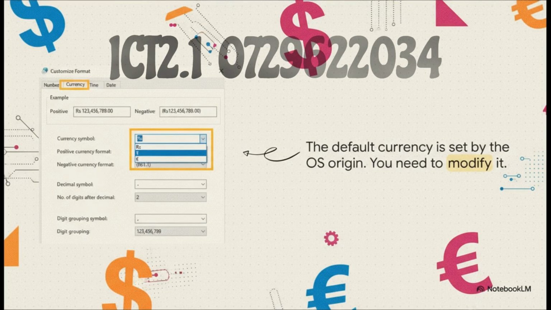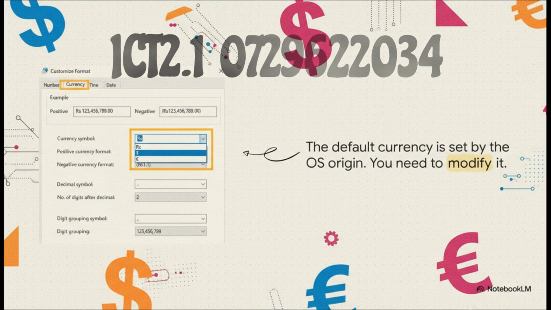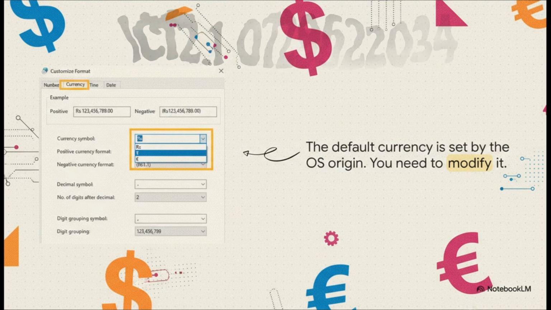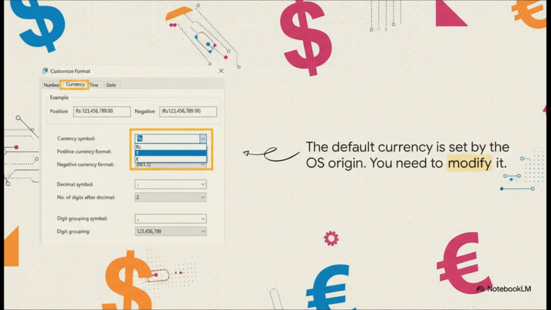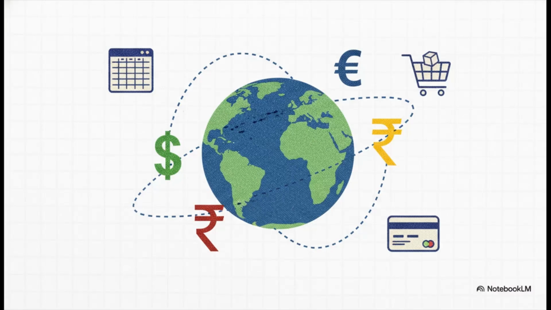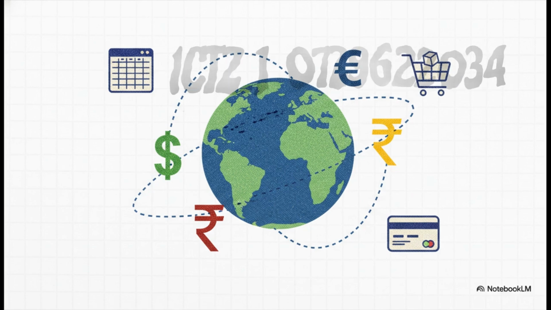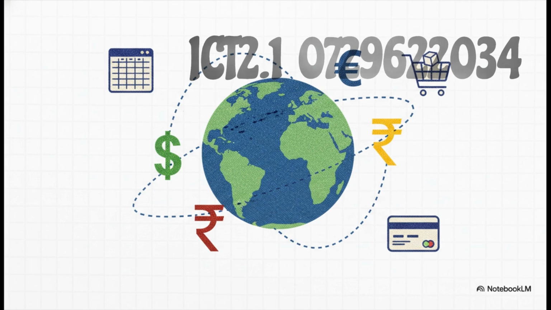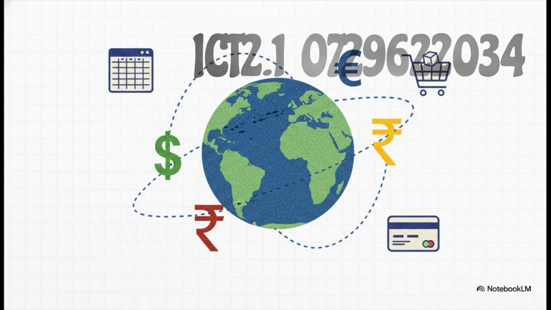It's a similar story with currency. Have you ever noticed your computer defaulting to, say, dollars or euros when you actually work in rupees? Well, that's usually because it's set to the country where the operating system was originally made. But just like the time, this is a really easy fix right in your settings. And honestly, taking just a moment to set your number and currency formats correctly will save you so many headaches later on. It's essential for everything from your spreadsheets to online shopping, making sure all your data is accurate and compatible no matter where you use it.